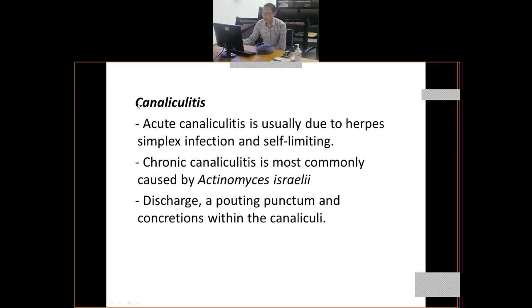Now we'll come to canaliculitis. Canaliculitis is the inflammation of the canaliculi. It may be acute or chronic. Acute canaliculitis is usually due to herpes simplex infection and is self-limiting. And chronic canaliculitis is most commonly caused by actinomyces. Discharge, pouting punctum, concretion within the canaliculi are features.